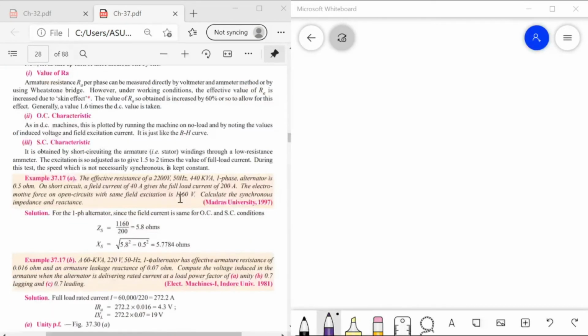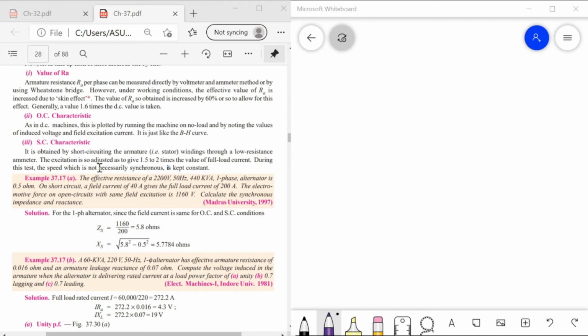OC characteristics, open circuit characteristic. As in DC machines, this is plotted by running the machine on no load and by noting the values of induced voltage and field excitation. It is just like the BH curve. So we will discuss this further mamaya.